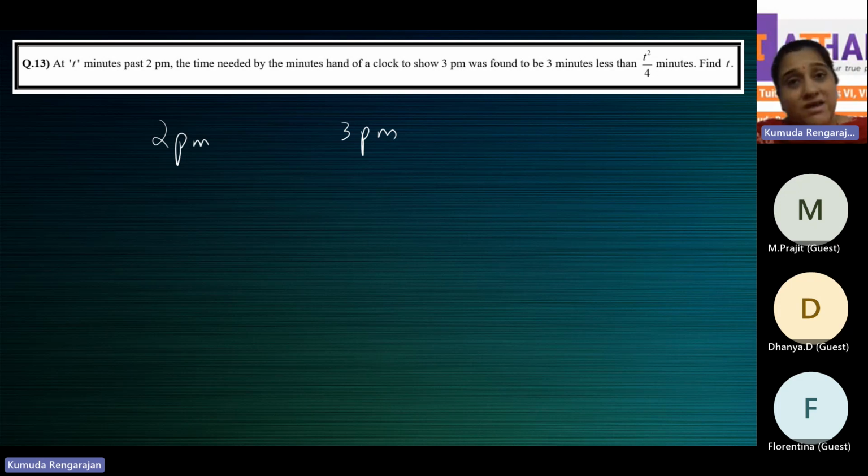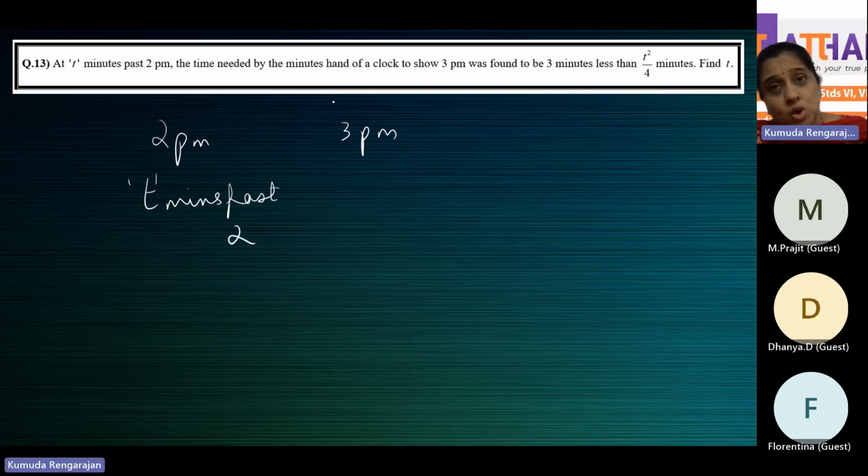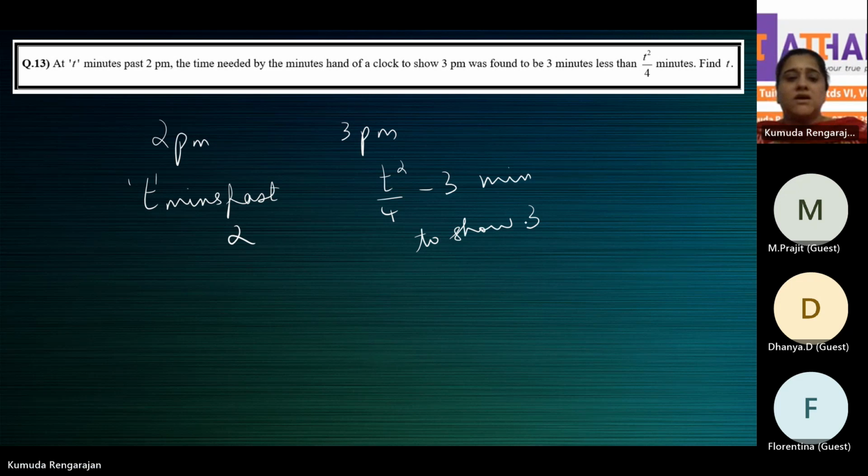So here it is 2 p.m. and 3 p.m. Okay, so how many minutes past 2? T minutes past 2. And how many minutes to show 3? T square by 4 minus 3, since it's 3 minutes less than t square by 4. So many minutes past 2 and so many minutes to show 3. So we understand that this one plus this one should be equal to 60 minutes.